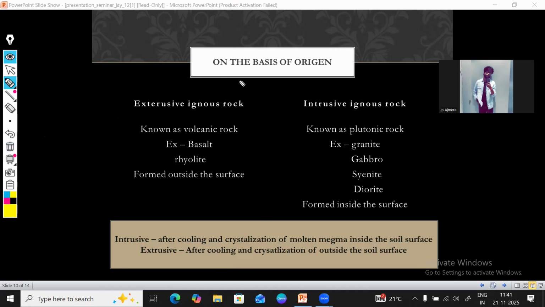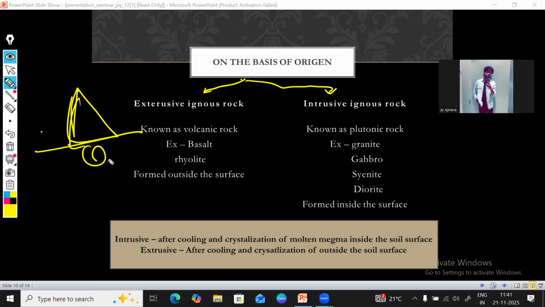There are two types of igneous rock on the basis of origin. The first one is extrusive igneous rock, and the second one is intrusive igneous rock. What are these? Imagine there is molten magma present. This is the molten magma. Let me take the red color. Imagine that the temperature is too high, so something happens: the molten magma goes out, interacts with the atmosphere, cools down and deposits here.